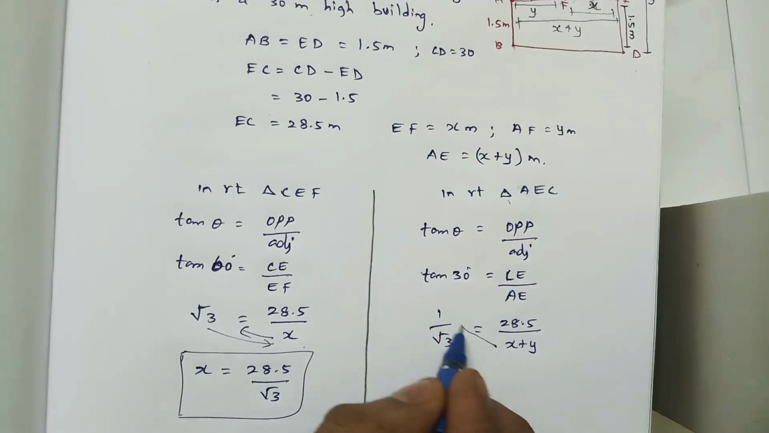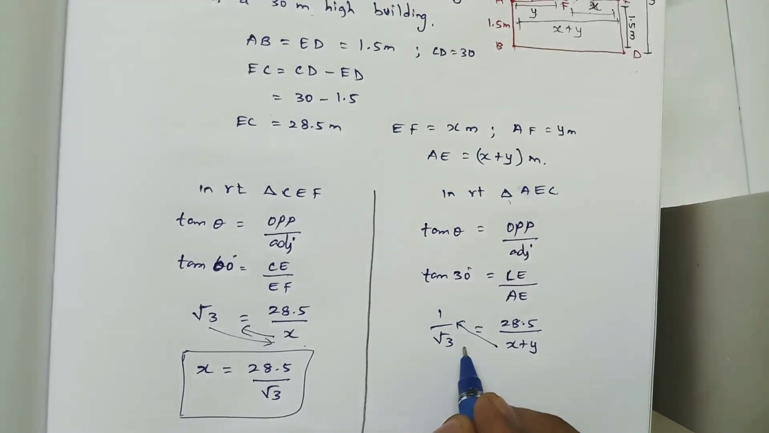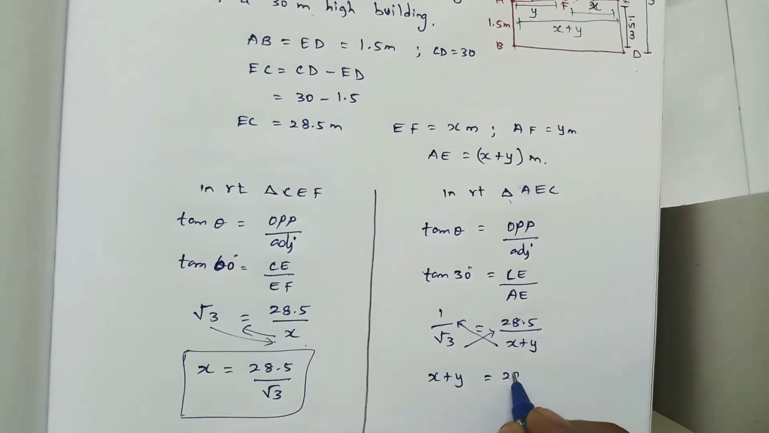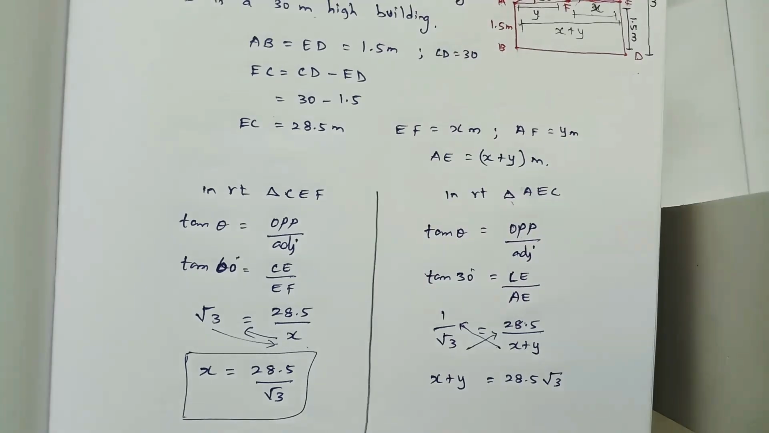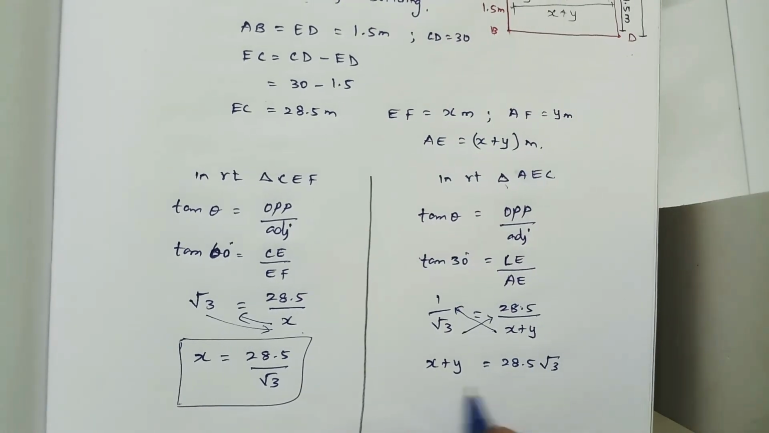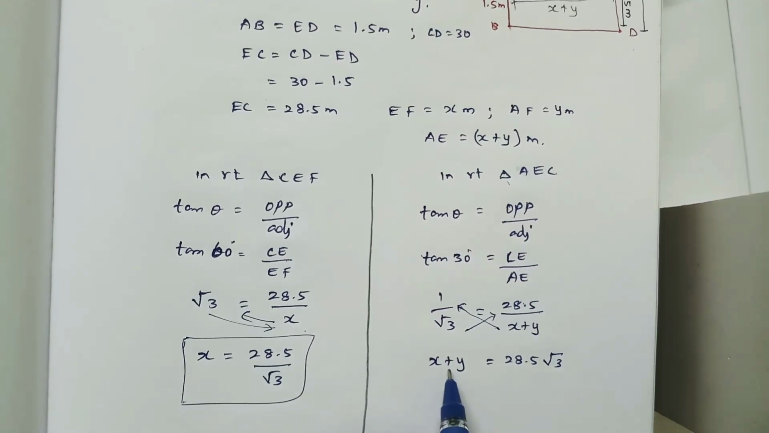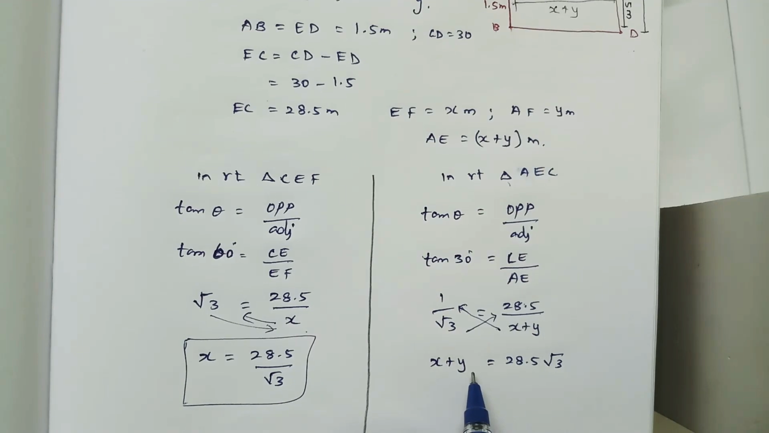Just bring this X plus Y to the LHS and this root 3 to the RHS, then X plus Y is equal to 28.5 into root 3, right? 28.5 into root 3. Just keep as it is, no problem, right? Then we know the value of X already, what is the value of X? X is something but 28.5 divided by root 3, right? Just substitute and find the value of Y, right?